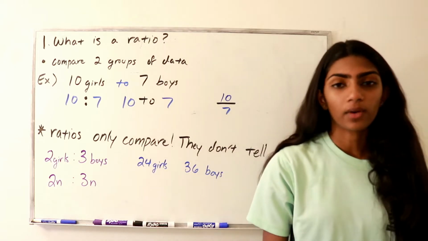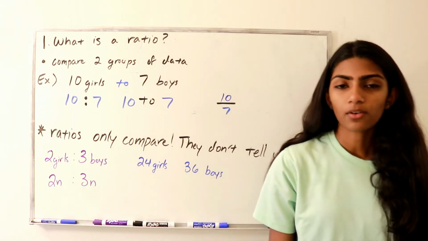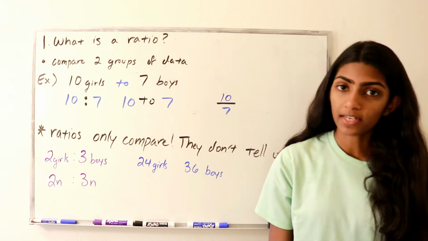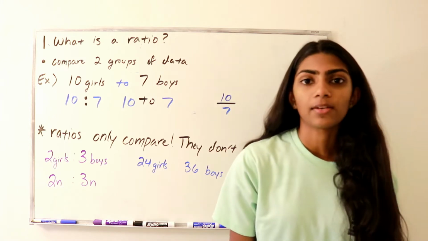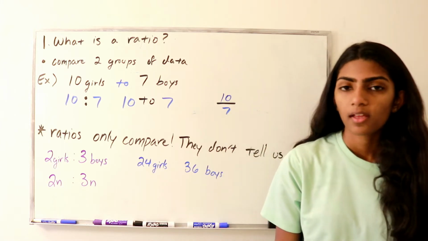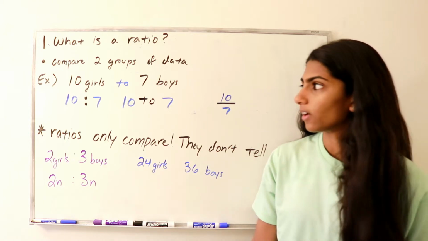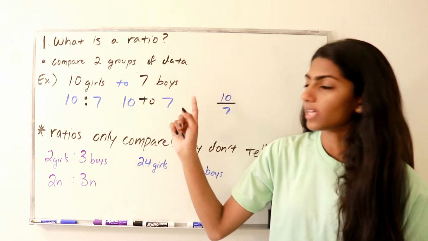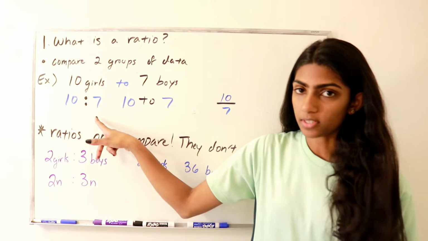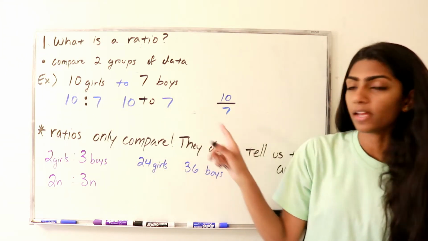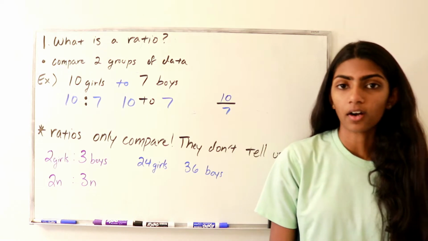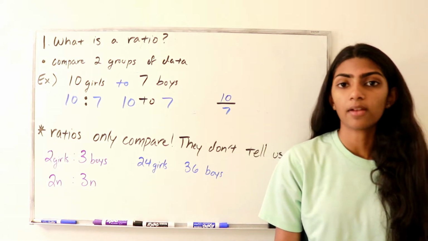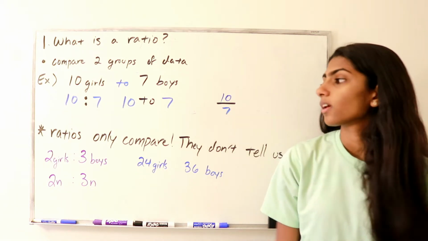Let's start with what is a ratio. A ratio is a way to compare two groups of data or two items of data. For example, let's say in a class that we have 10 girls and 7 boys. The way you would say this with a ratio is that there are 10 girls to 7 boys. And there's 3 ways to write this: 10:7, 10 to 7, and finally with a fraction, 10 over 7. So what you're trying to say is that there are 10 girls and 7 boys, so there's more girls than boys.